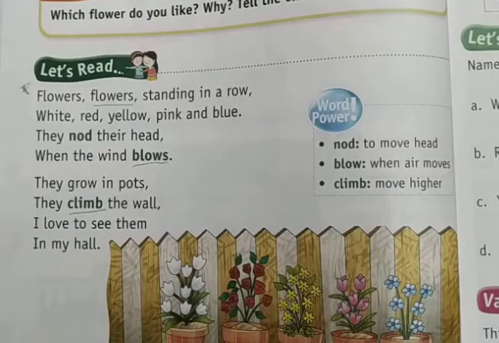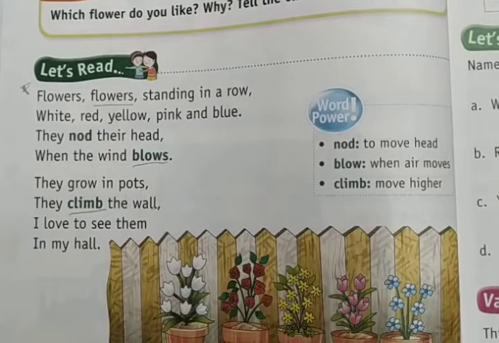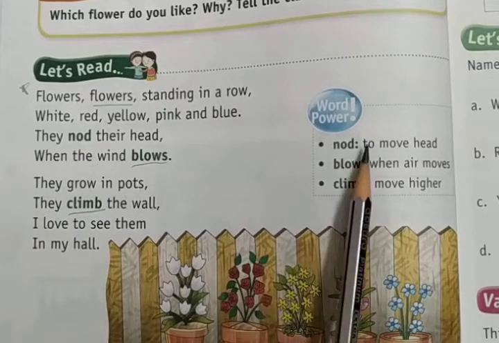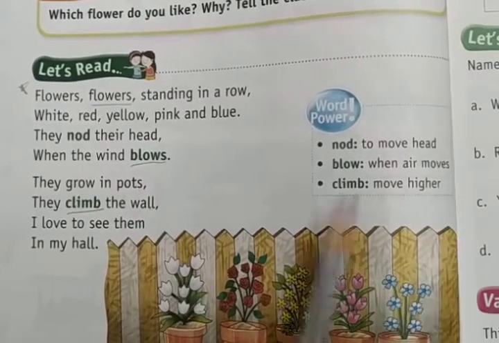Nod means to move the head. Blow means when the air moves so strong, it's called blow. Climb means move higher. Even the jasmine is a climber plant. It grows with the support of poles or trees. They need support to grow. Climber plants climb, move higher, right?